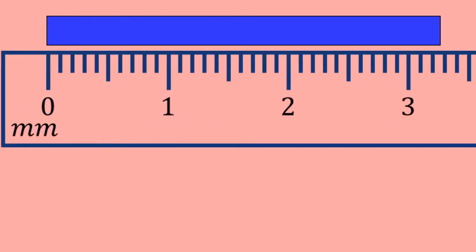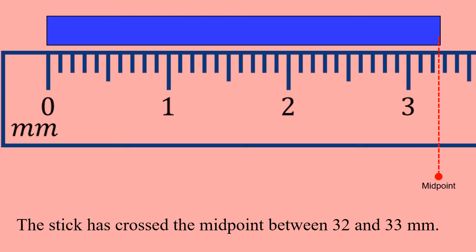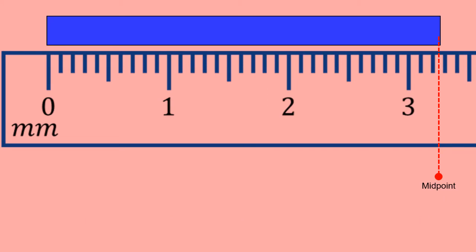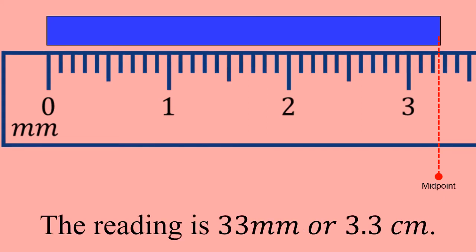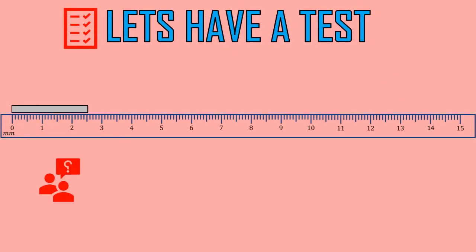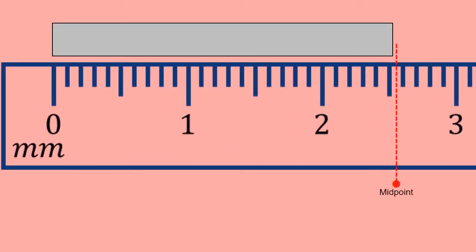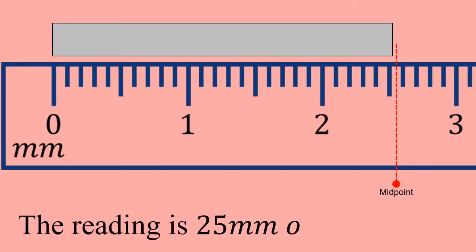After having the concept of midpoint, let's go back and find the length of the blue stick. Since the stick has crossed the midpoint between 32 and 33 millimeters, therefore the reading will be extended to the next division. Hence the reading is 33 millimeters or 3.3 centimeters. Let's have a test at this stage. Can you measure the gray stick? Now, you are given 10 seconds. The reading is 25 millimeter or 2.5 centimeter.